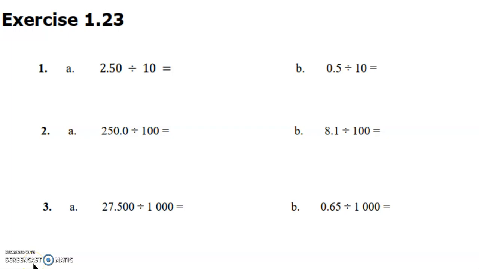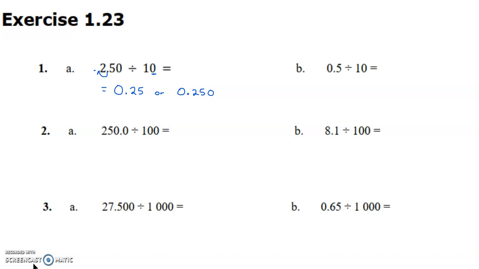As we did with exercise 1.20, I'm going to go ahead and do some of the exercise 1.23 with you, and feel free to stop the video if you'd like to do them on your own. So number 1a, we're dividing by 10, so we're going to be moving 1 decimal place to the left. So our answer here will be 0.25, and we can have 0.25, or you can keep 0.250. Those decimals are equal to one another.